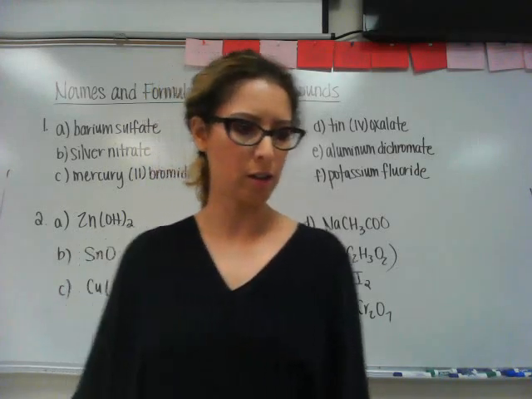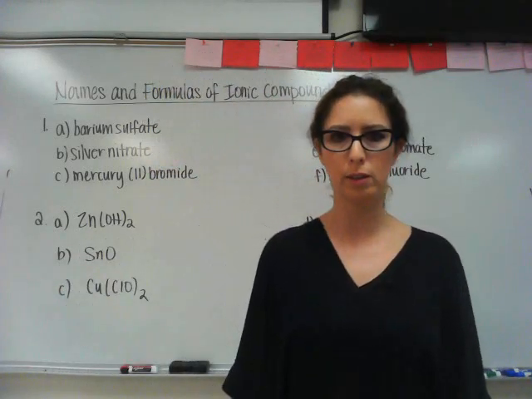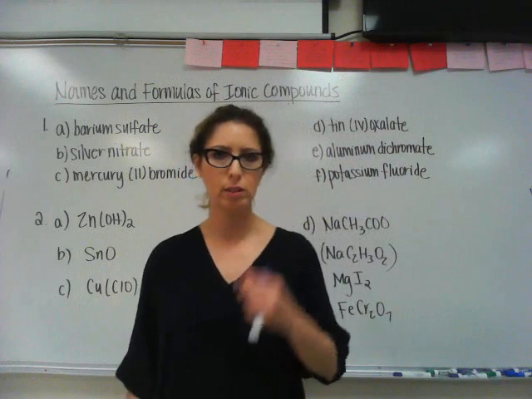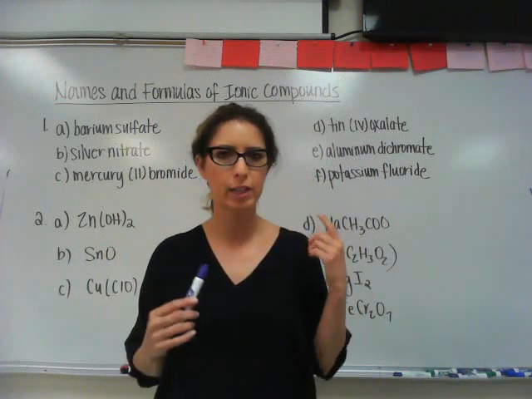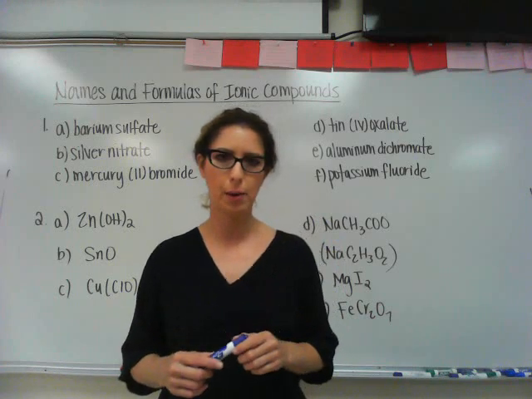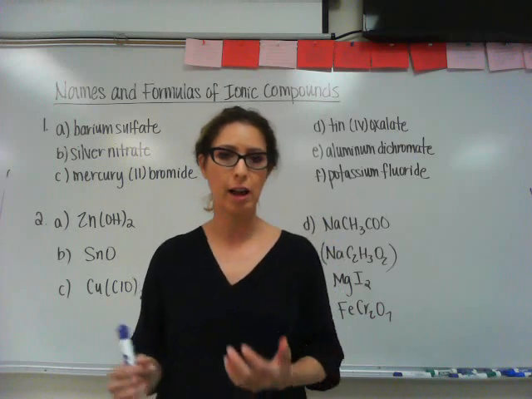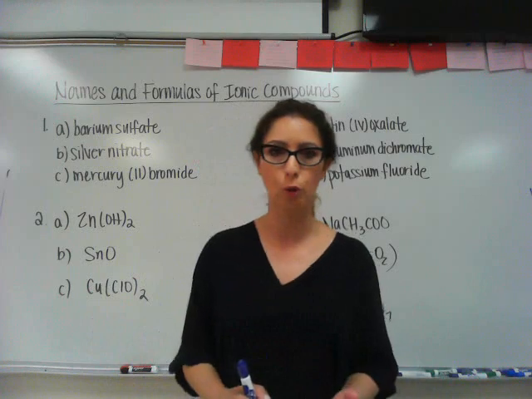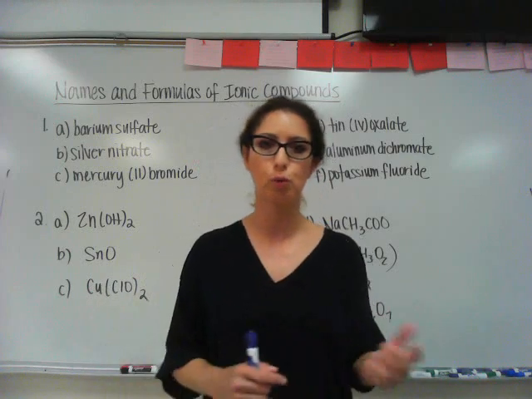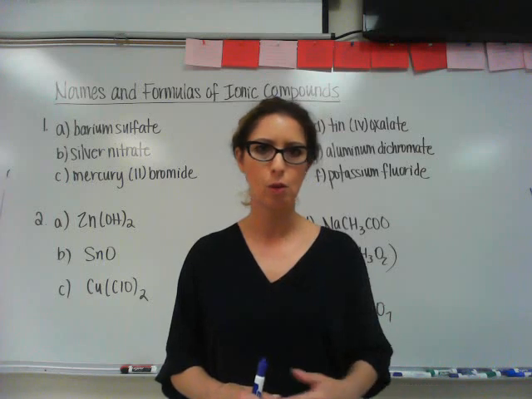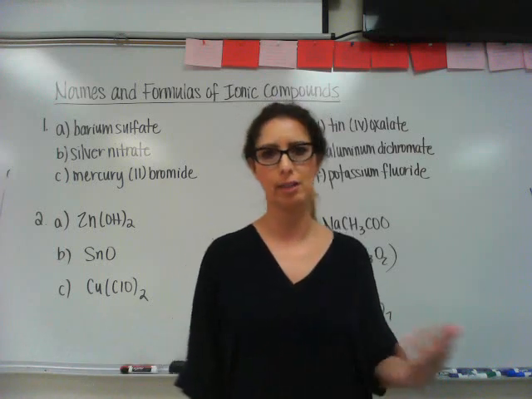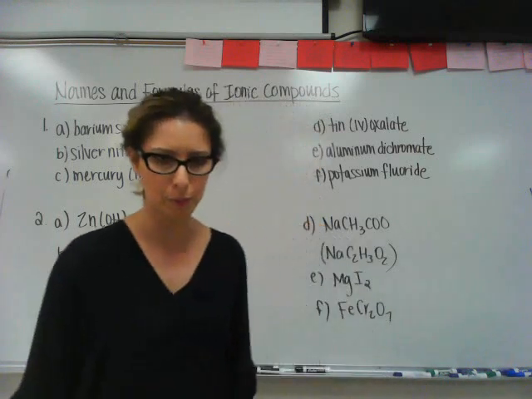All right, we are determining the names and formulas of ionic compounds. The difference between this section and the last section that we did is that this is incorporating binary and ternary ionic compounds. That means it's a mix. You're going to have a metal with a nonmetal, or you're going to have a metal with a group of nonmetals, which would be a polyatomic ion attached. Or there's a polyatomic ion at the beginning, and it's going to end with a single nonmetal, okay?